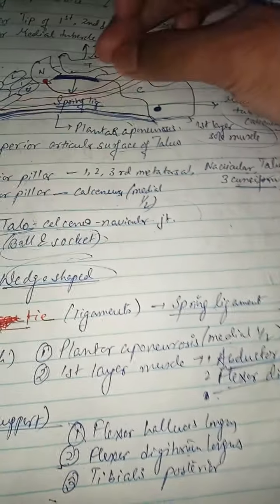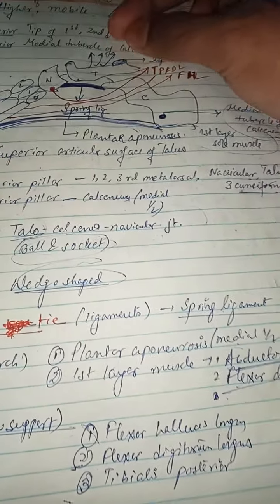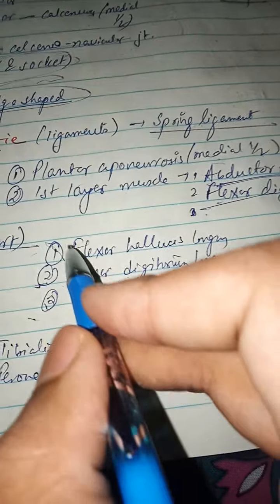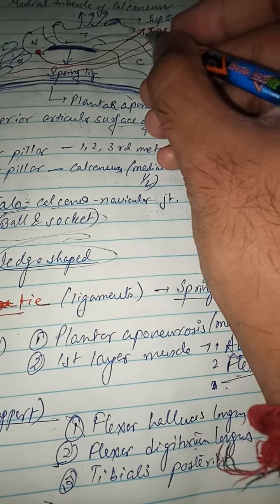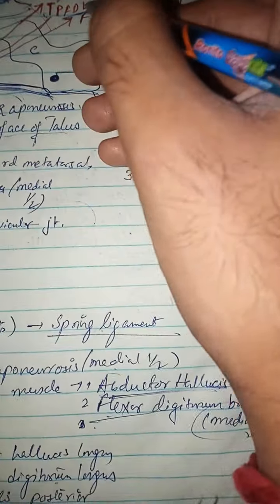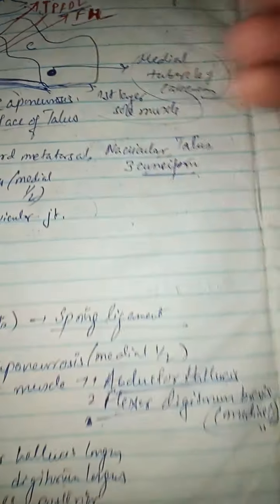Now coming to the sling. The sling is the one which supports this tie. The arch is supported from above, and this is known as the sling. The sling is formed by the tibialis posterior, flexor digitorum longus, and flexor hallucis longus, from above downward.